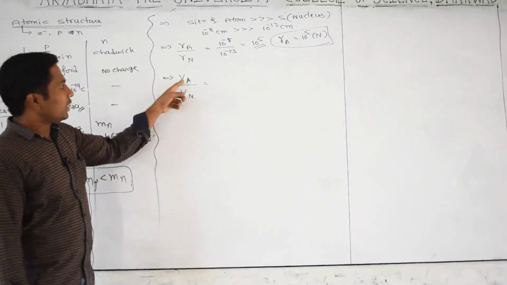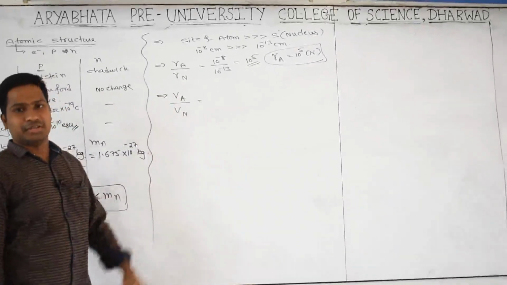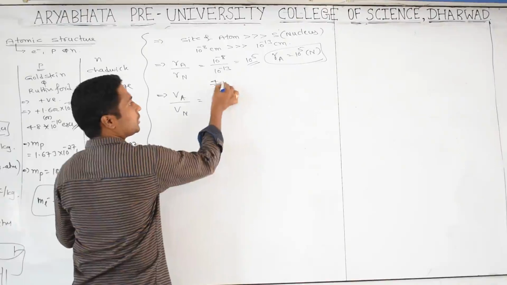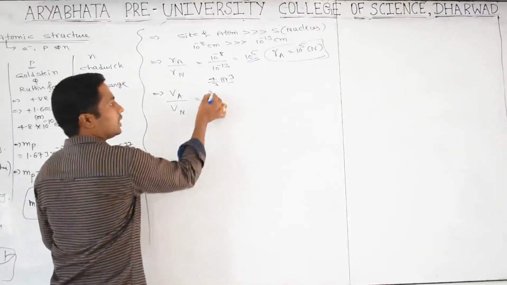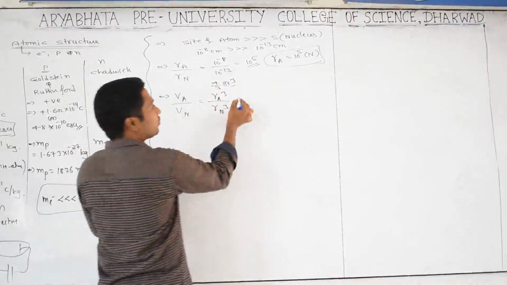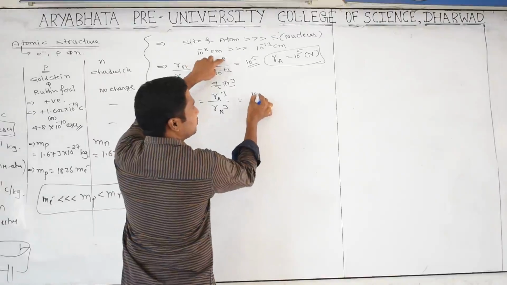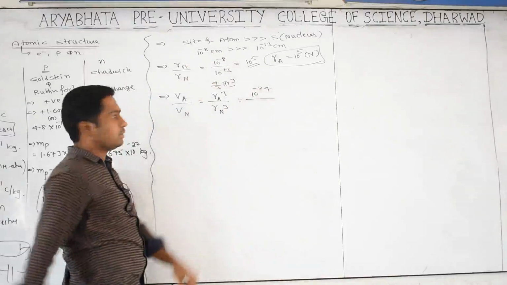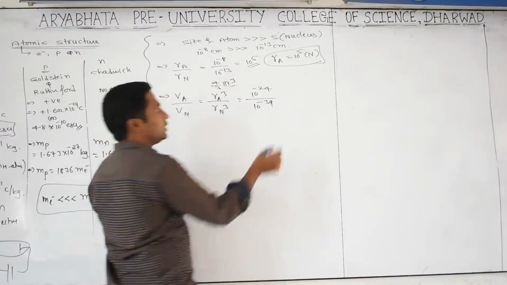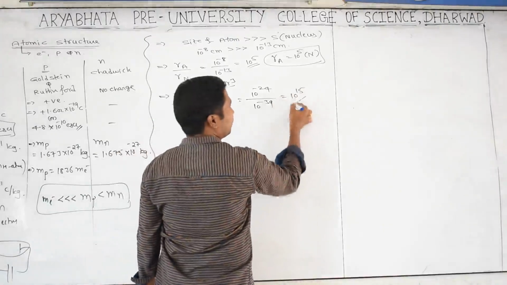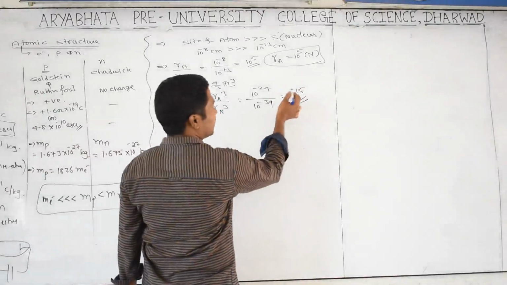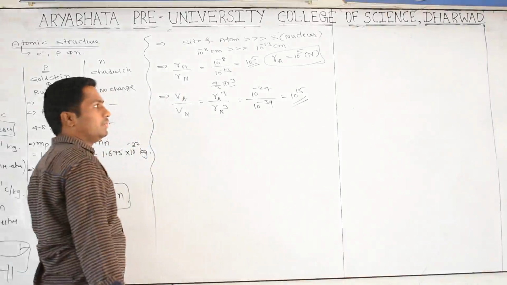The volume of atom to volume of nucleus variation is a size, volume ratio variation. Volume means the formula 4/3 πr³. Take the radius of the atom cubed by the radius of the nucleus cubed. Radius of atom is 10 to the power of minus 8, whole cube, which is 10 to the power of minus 24, by the nucleus, 10 to the power of minus 13 whole cube, which is 10 to the power of minus 39. So we are getting 10 to the power of 15 as the difference.